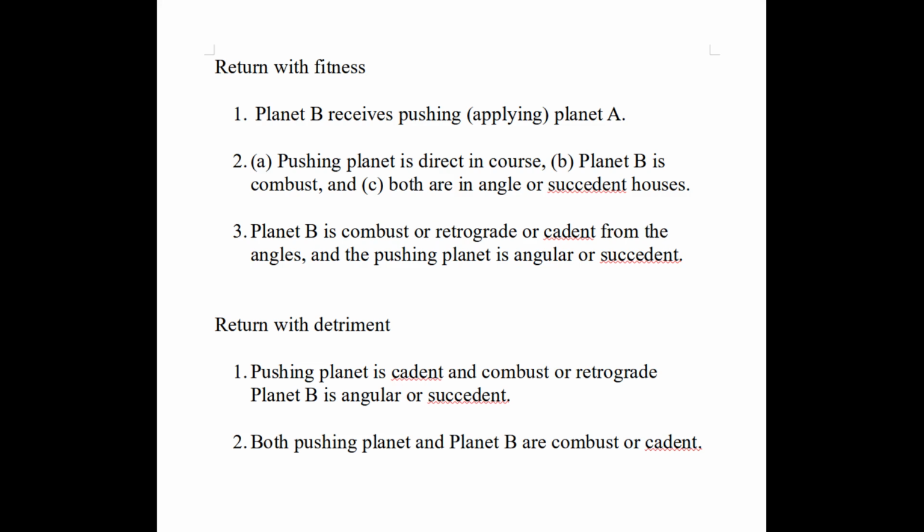And as you can see here, if planet A is cadent and B is angular or succeedent, or both of them are combust or cadent, then that would be return with detriment. So that's an interesting thing that I didn't really know anything about, that we will look at. These are all things to be looking at and looking for.